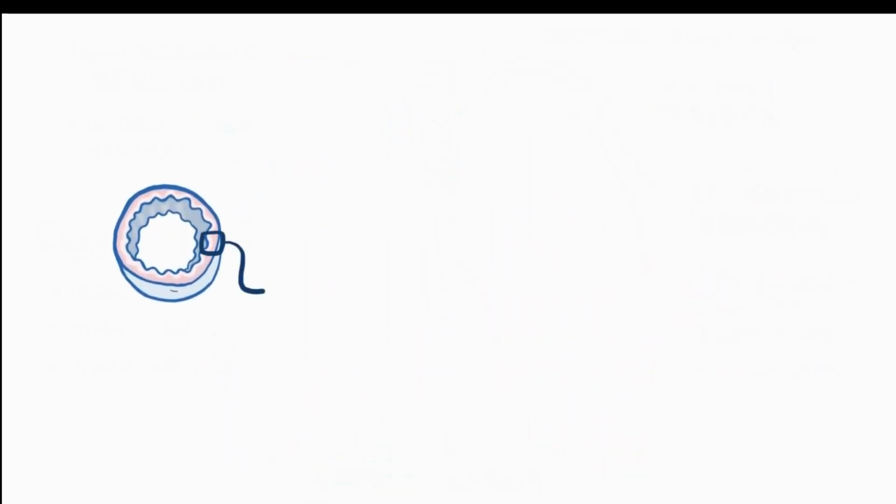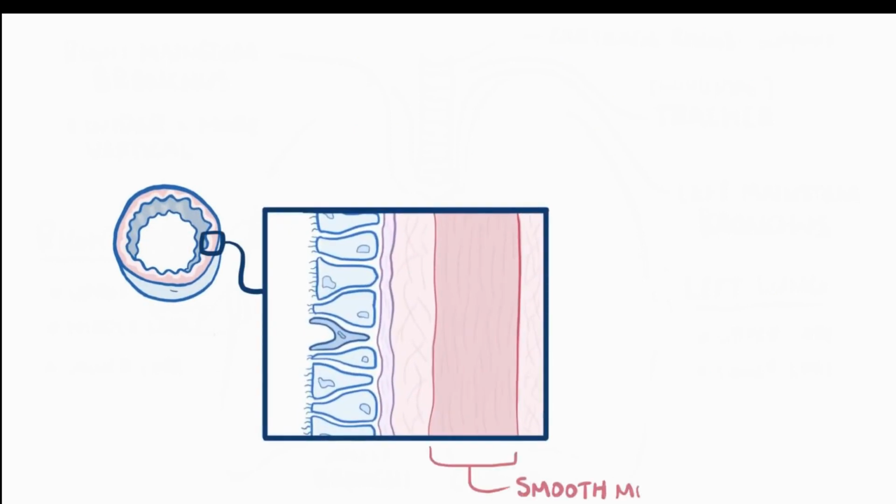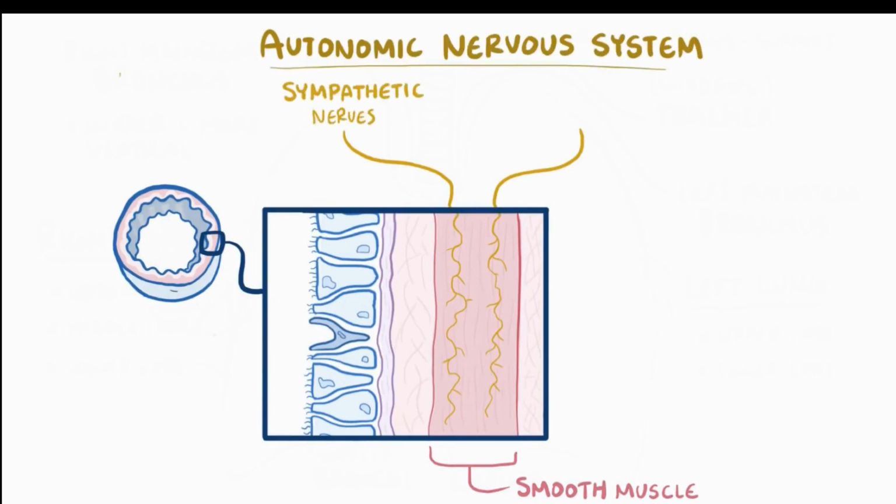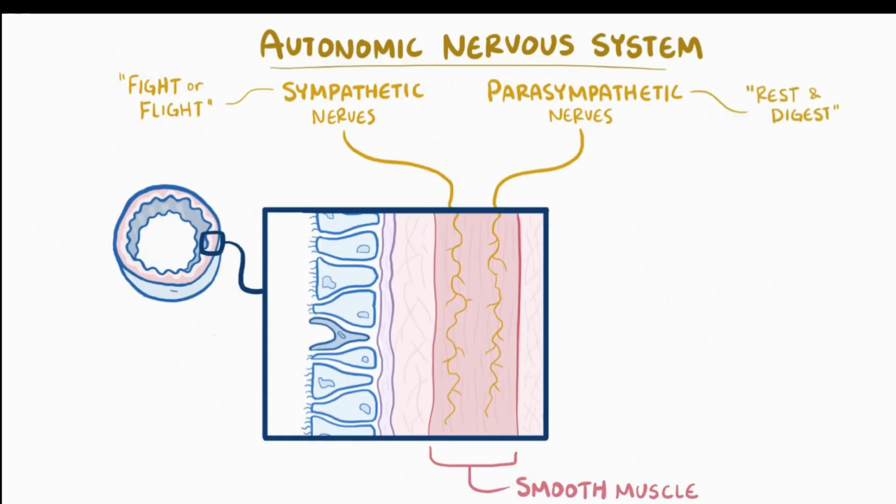Now, taking a look at a cross-sectional chunk of this trachea, there's also a layer of smooth muscle, which has nerves of the autonomic nervous system in it. The autonomic nervous system is made up of 2 basic types of nerves: sympathetic nerves, which are involved in fight or flight mode, like running from a turkey, and parasympathetic nerves, which are involved in the rest and digest mode, like eating ice cream on the beach.